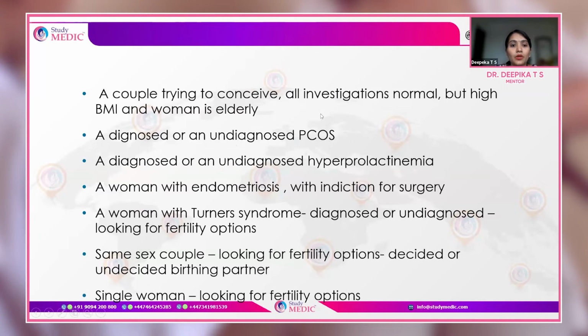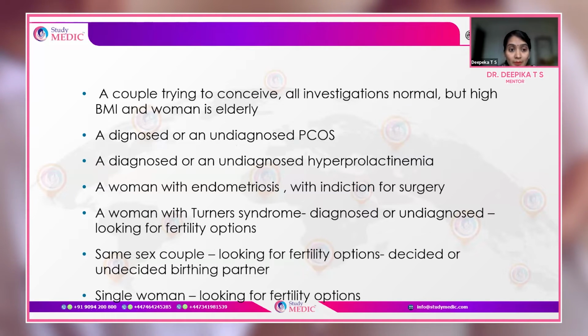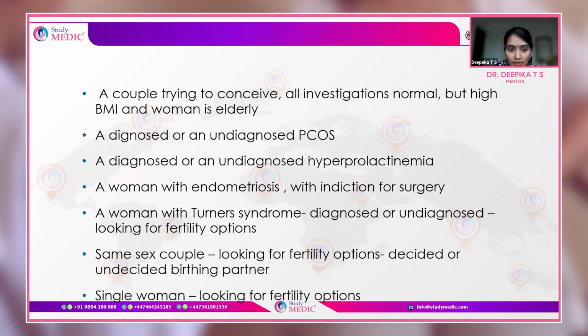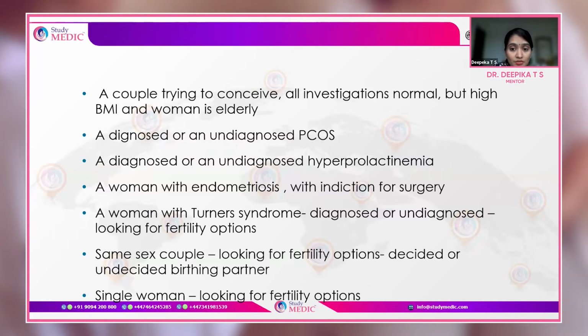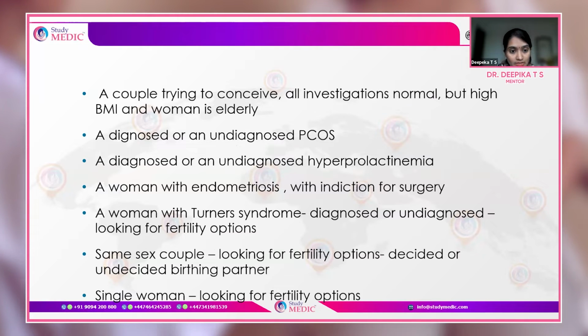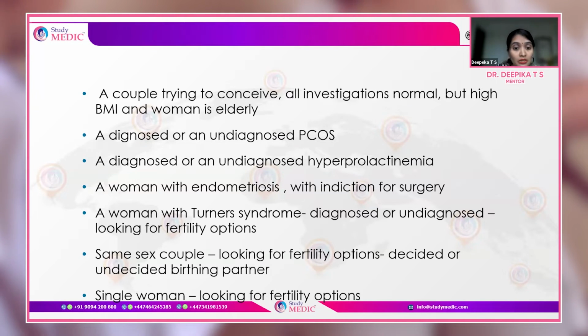Or there could be some scenarios like everything has been done and the woman is elderly and has high BMI. So you have to take it as an unexplained infertility. You need to talk about advanced treatment like IVF-ICSI. And you can commonly get PCOS station, hyperprolactinemia. It could be undiagnosed, or you are the person who is diagnosing it for the first time. Endometriosis, yes, rarely you may get with indication for surgery.